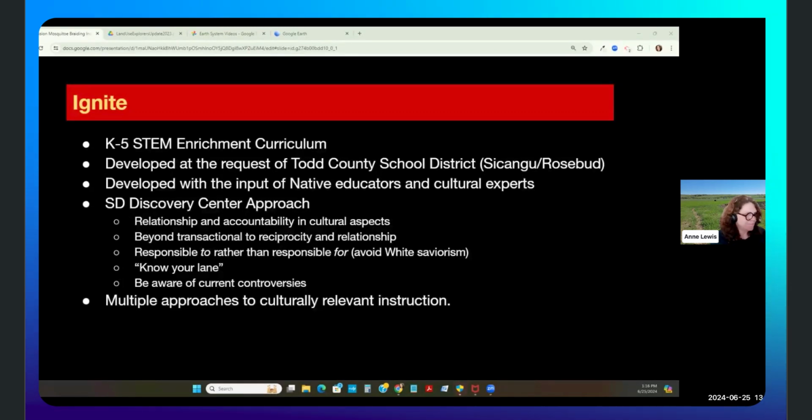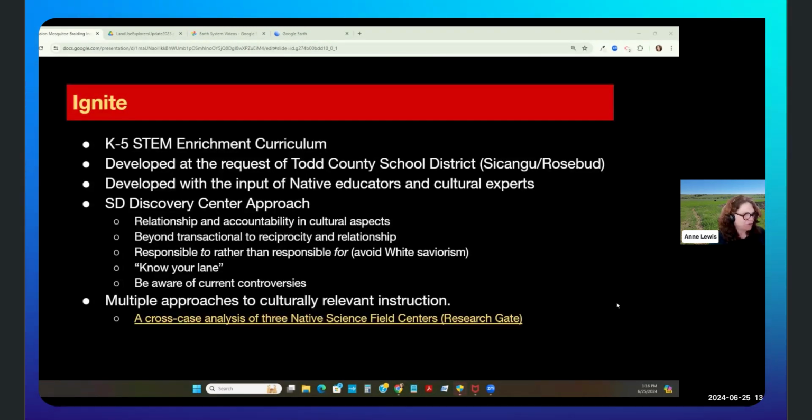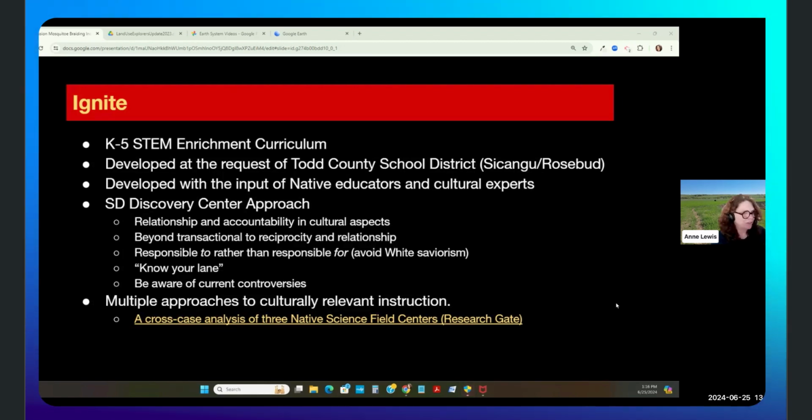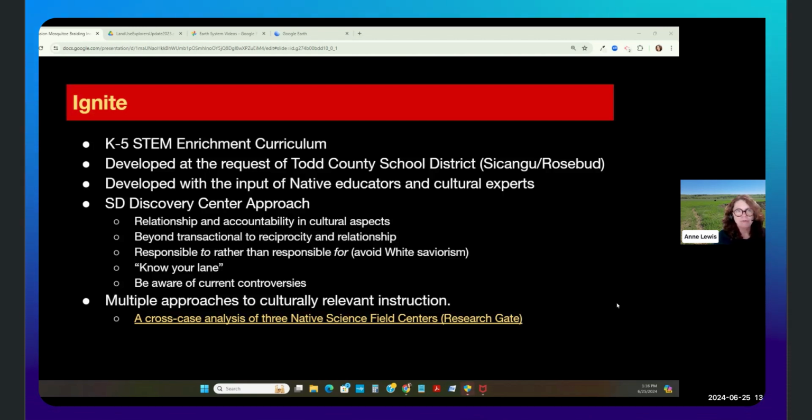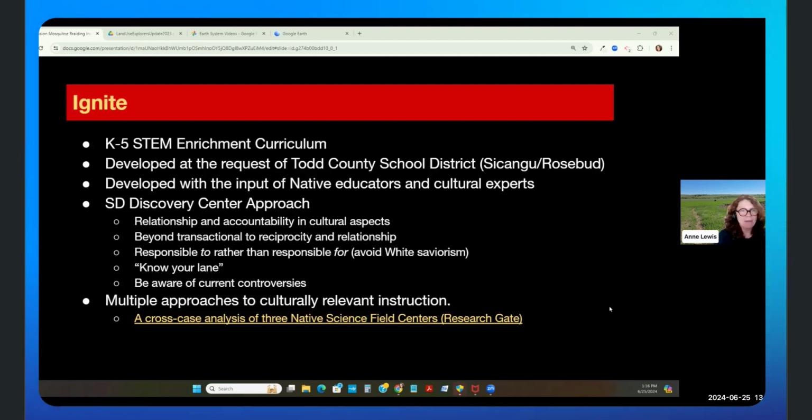For example, there's a piece of research done in 2017, a cross-case analysis of 3 Native science field centers. When Cassie came to the field professional development I did, we brought in one of the people, Helene Gaddy from Generations Indigenous Ways, who is using this model to braid in Indigenous ways of knowing and Western STEM. So in no way do I want to present myself as being the expert, or this as being the model. This is a model, and these are my experiences.